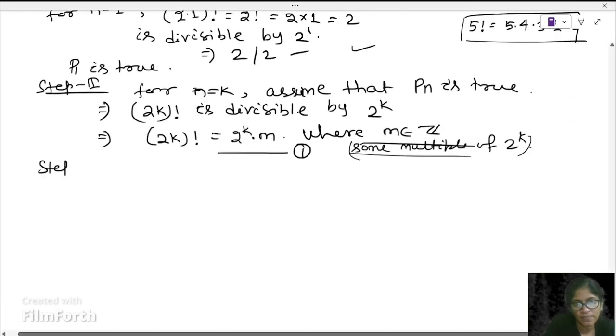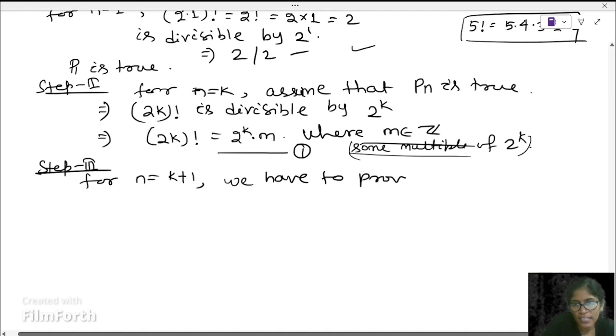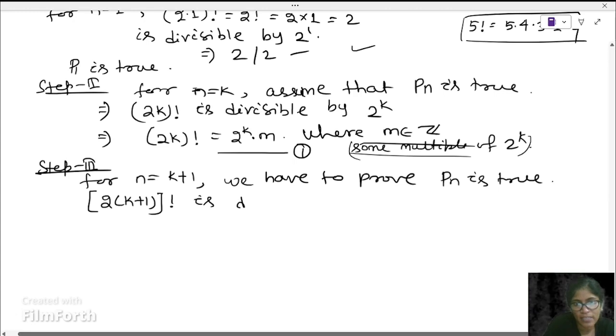Now step 3. For n is equal to k plus 1, we have to prove P(n) is true. That means 2 into (k plus 1) factorial is divisible by 2 to the power k plus 1.